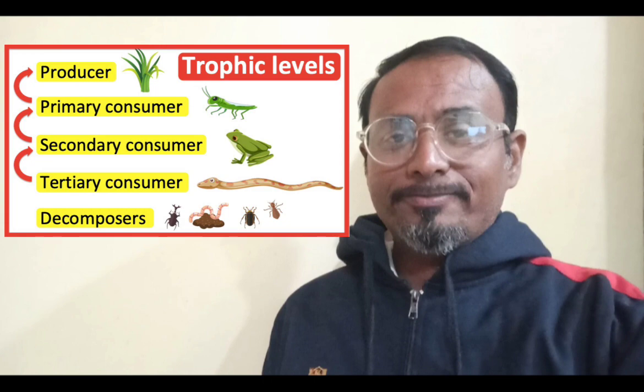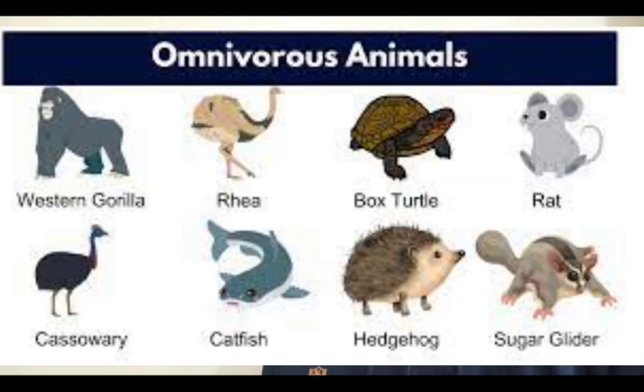Now the next category is omnivores, which feed on both plants and herbivores. They sometimes also eat carnivores. So carnivores and herbivores are both eaten, along with plants also. These all are eaten by omnivores.